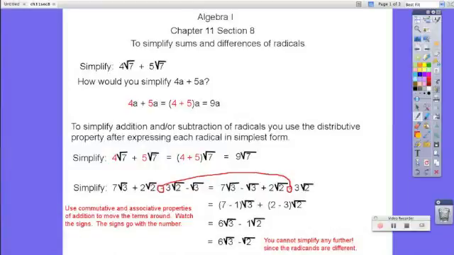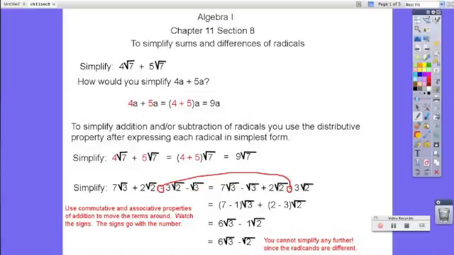This is Chapter 11, Section 8. The concept for today is to simplify sums and differences of radicals. Let's consider this problem: 4 times the square root of 7 plus 5 times the square root of 7. We need to simplify that.